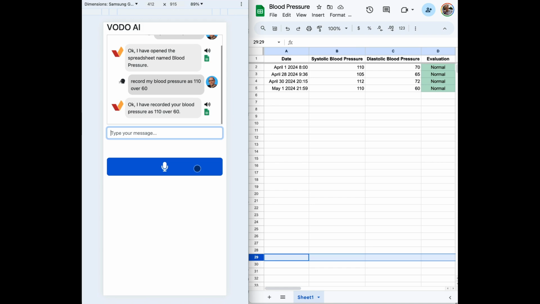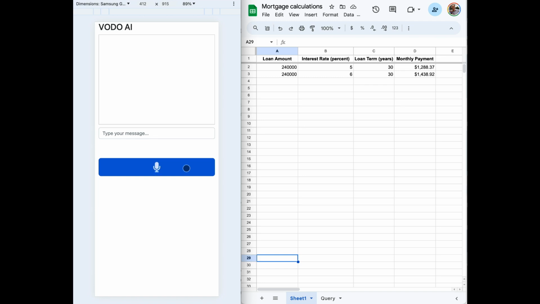With Vodo Assistant, this task would have required a back-and-forth exchange more than twice as long and with a much more stilted conversation. Let's look at an example of a what-if scenario. I want to check out some mortgage calculations.